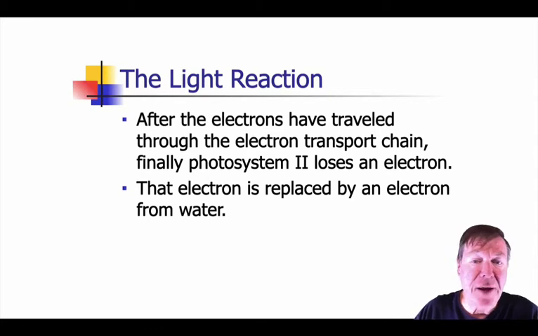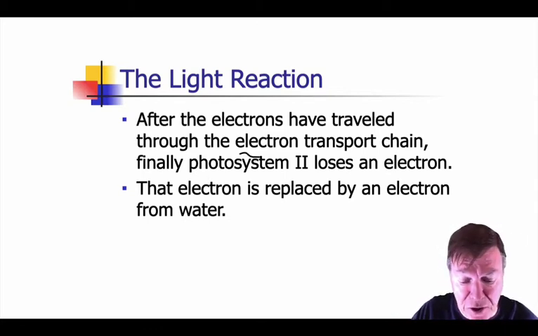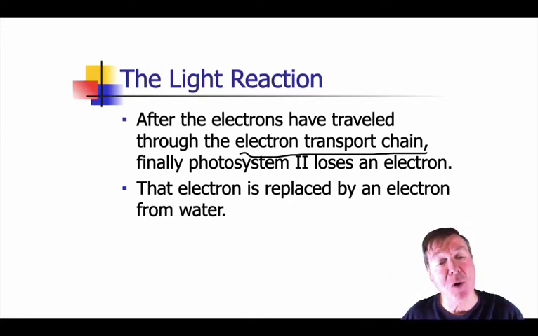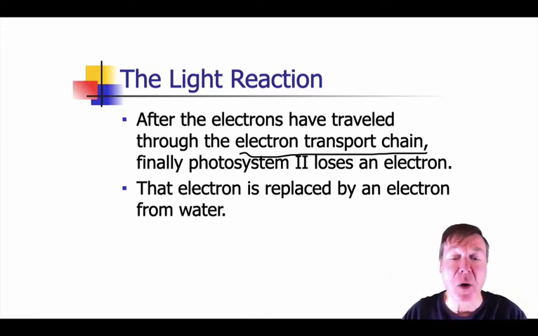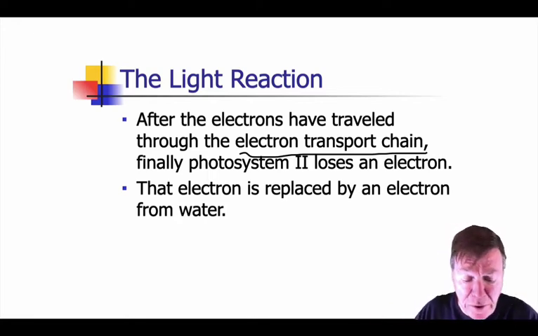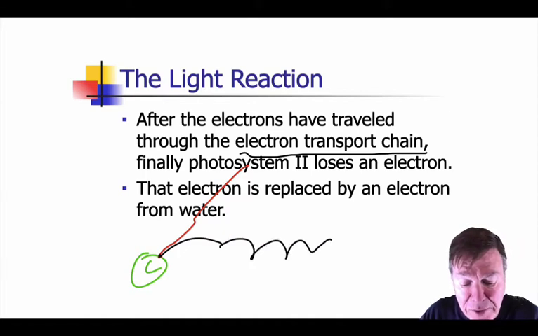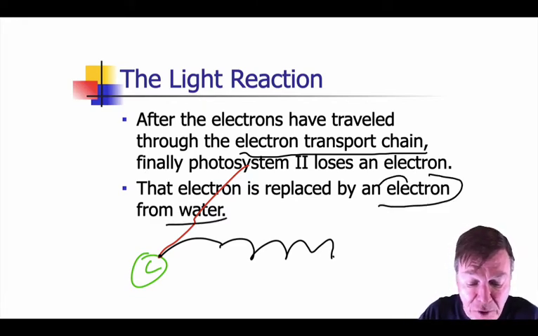All right. After they've gone through, there's that term again, electron transport chain. Just like in respiration, it moves to photosystem 2, where it loses an electron. So what we've done, real quick, we have a chlorophyll. We have light coming down. Whoo! It hits the chlorophyll. The electron jumps out. It jumps from atom to atom in each photosystem, and finally it goes out and is replaced by an electron from water.